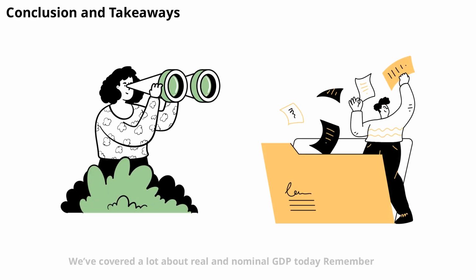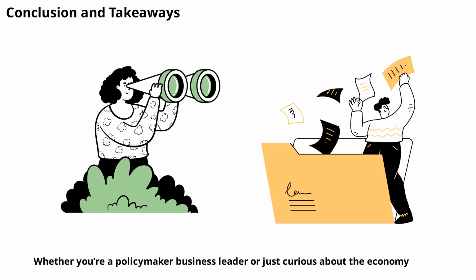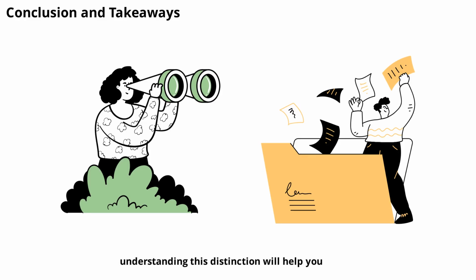We've covered a lot about real and nominal GDP today. Remember, while both are important, real GDP gives a clearer picture of economic progress by removing the effects of inflation. Whether you're a policymaker, business leader, or just curious about the economy, understanding this distinction will help you interpret economic news and data more accurately.